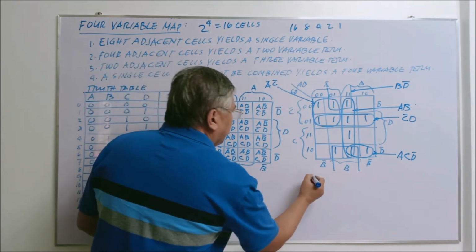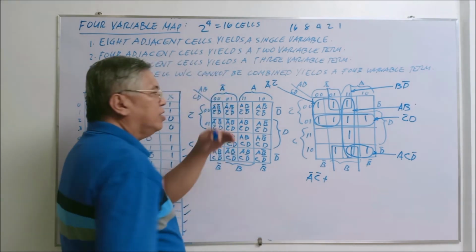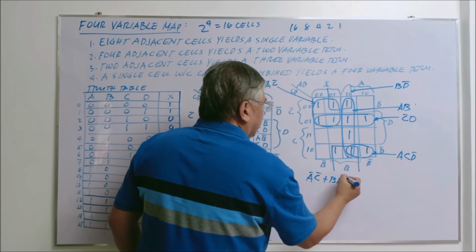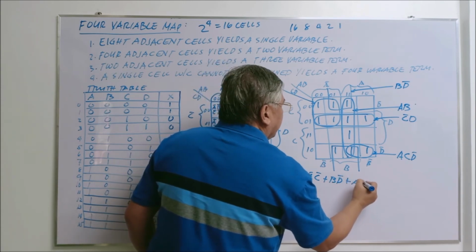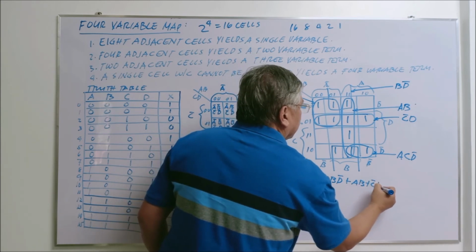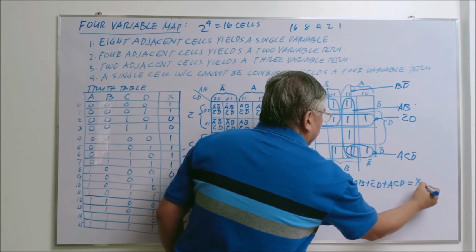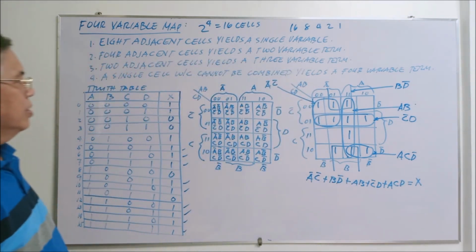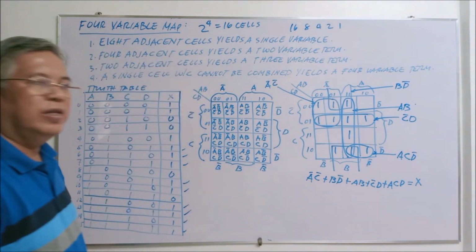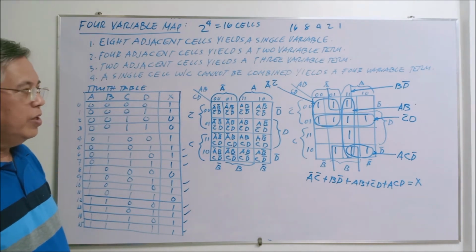So our equation will be A bar, C bar. Again, this can be in any order. Then you have B, D bar. Then you have AB plus C bar D plus ACD bar is equal to X. Okay? That will be our simplified logical equation that represents this particular output X.